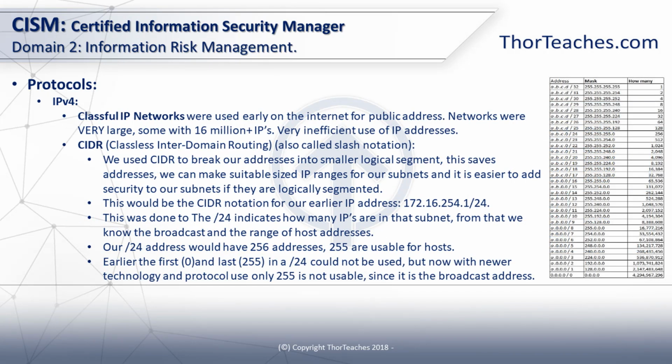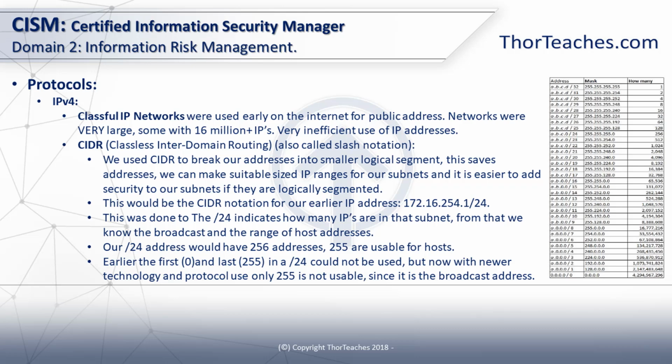Early on in the development of IPv4, it was very common to use classful IP networks, which means that every network has 16 million plus IP addresses, even if they only need 5 or 10. It was obviously a very inefficient use of the IP addresses, and people realized there would be a problem, so they designed classless IP networks. That's the slash notation you saw earlier in my IP address. It's either called a CIDR address or just slash notation, classless inter-domain routing. And we use CIDR notations to break our larger networks into smaller logical segments.